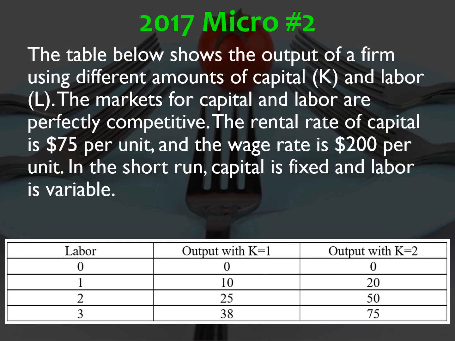2. The table below shows the output of a firm using different amounts of capital and labor. The markets for capital and labor are perfectly competitive. The rental rate of capital is $75 a unit and the wage rate is $200 per unit. In the short run, capital is fixed and labor is variable.